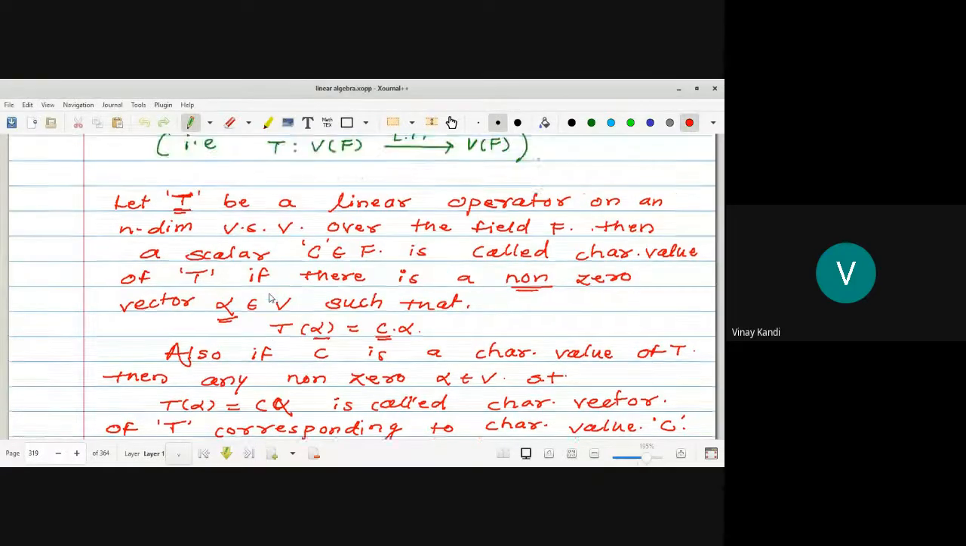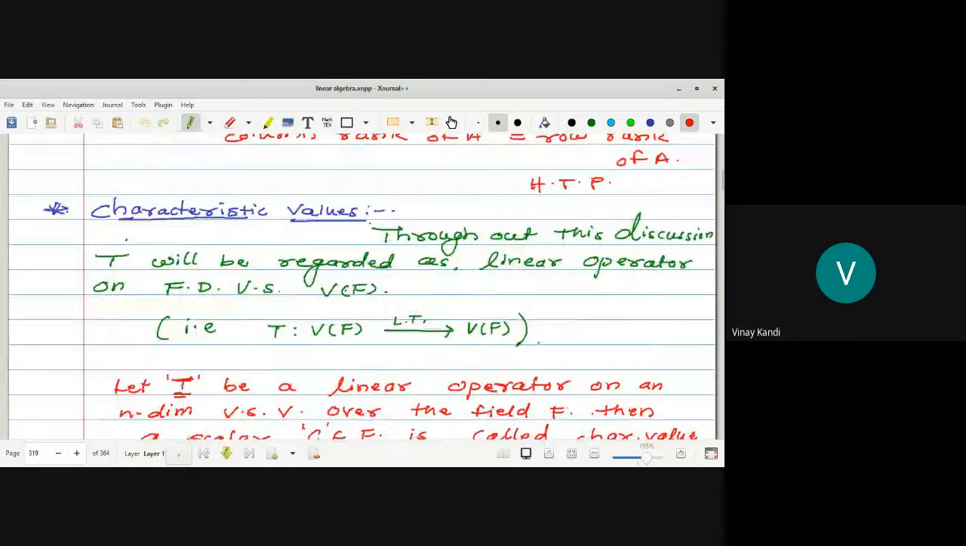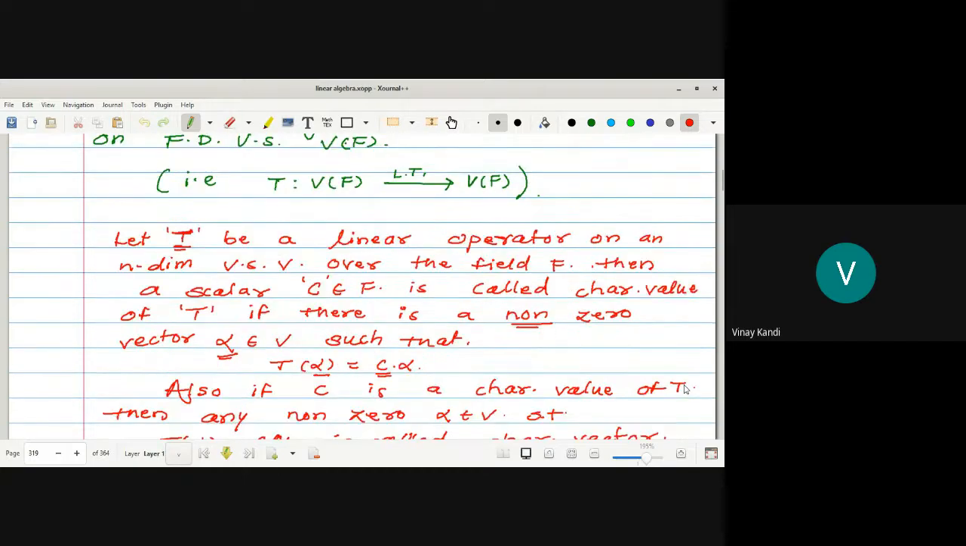Good morning. In the previous lecture, we saw the definition of characteristic value. Throughout this discussion, T will be regarded as a linear operator on a finite dimensional vector space V over F. So what is the definition of characteristic values?